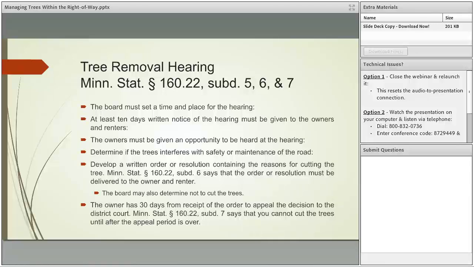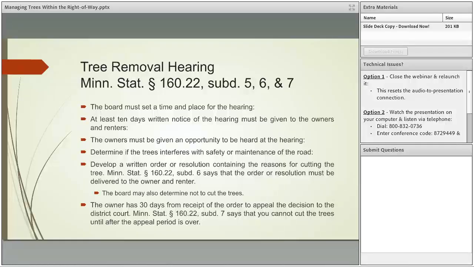So when you develop the written order under subdivision 7 and send it to the affected landowners and residents, give a notice as well, notifying the landowner that they have 30 days from the receipt of the notice to file a notice of appeal with the court administrator.